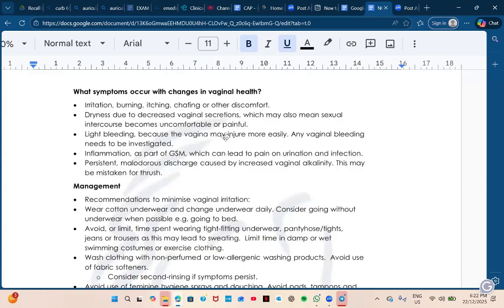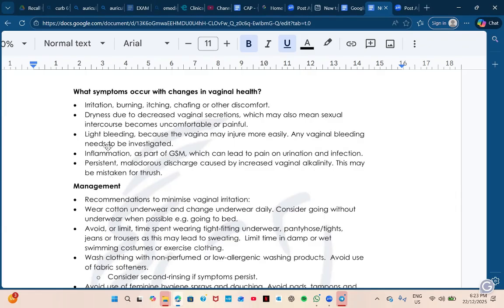intercourse becomes uncomfortable or painful, because postmenopausal means there's a lack of hormones, right? Due to that, there's dryness. Because of dryness, it can cause postcoital pain and bleeding as well. Okay, so light bleeding, because the vagina may injure more easily. Any vaginal bleeding needs to be investigated.